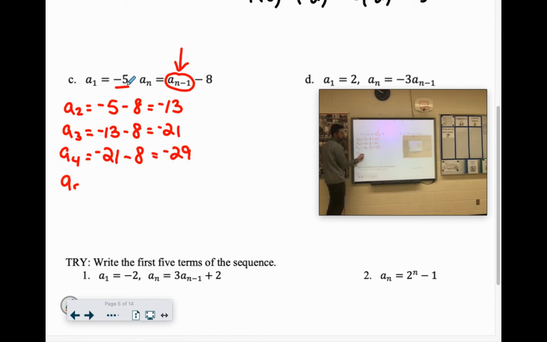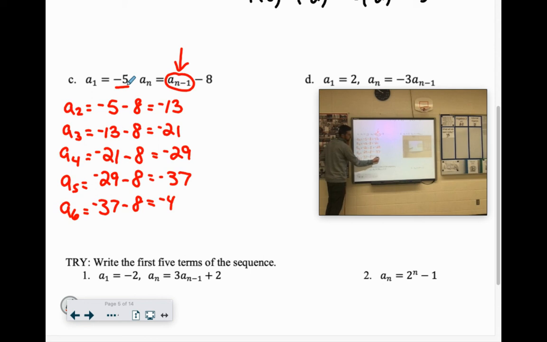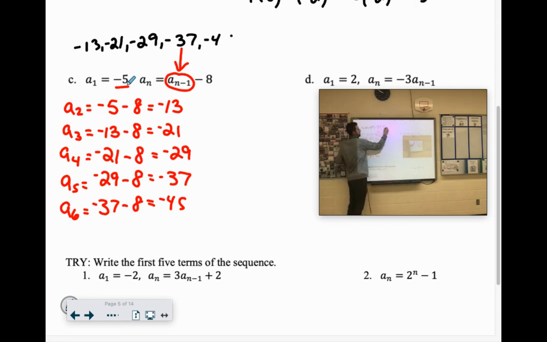A sub 5, our previous term, negative 29, minus 8 is negative 37. And we need the 6th term. A sub 6 equals our previous term, minus 8, which gives us negative 45. Now we're going to list this sequence. So we had negative 13, negative 21, negative 29, negative 37, negative 45, and then this pattern would go on forever.